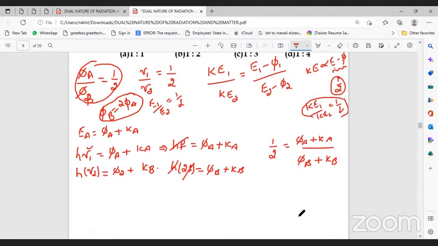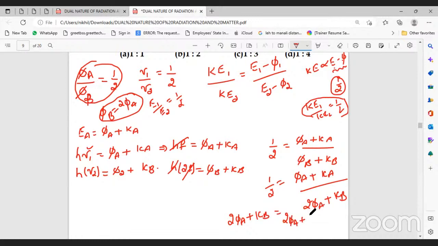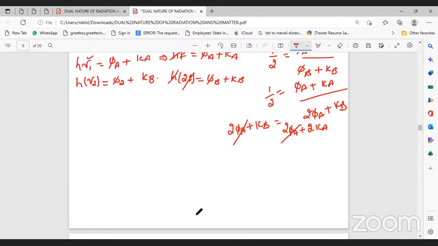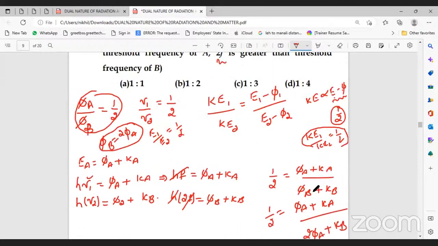You can substitute that phi B here as 2 times phi A. Then phi A gets cancelled. So you will get 1 by 2 equals phi A plus KA divided by 2 phi A plus KB. Do the cross multiplication: 2 phi A plus KB is equal to 2 phi A plus 2 KA. Very good. 2 phi A, 2 phi A gets cancelled. So what is KA by KB from this? KB is 2 times KA, right? Yes, sir. So what is KA by KB for this? So 1 by 2. The kinetic energy will become 1:2 ratio.